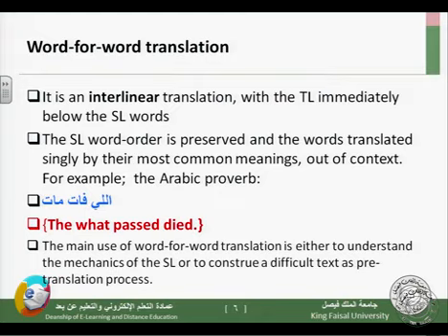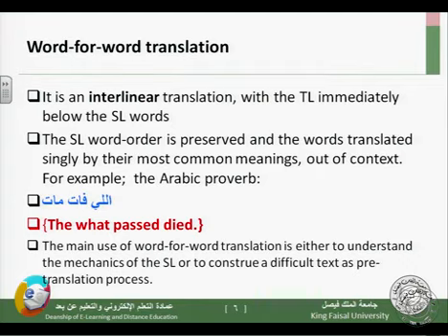It is out of context. It doesn't mean anything to an English speaker. If you say to him, the what passed died, he would smile away. He'd say, what do you mean? The what passed died? No way. So it doesn't mean anything to him. Why? Because it doesn't make sense.